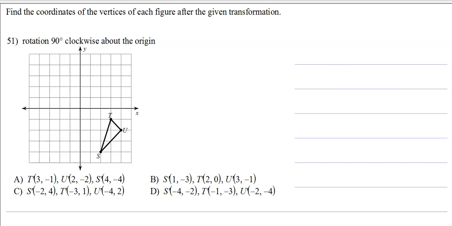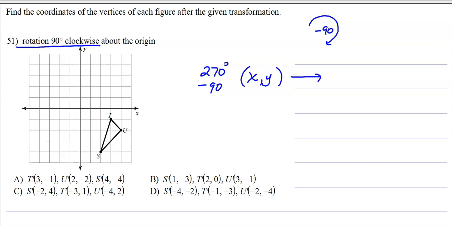All right, rotation 90 degrees clockwise. So 90 degrees clockwise means you're going this way, which is really negative rotation. So that's really a -90. So you need to use the proper rule. The rule is for 270 and -90. It's XY needs to move to Y, negative X. Now, even if you didn't have the rules, you could probably figure this out with just 1 point, but let's just use the rule. Let's just do it the way we're supposed to.